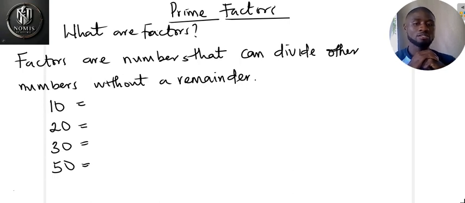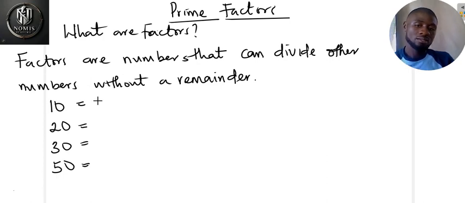So let's think about these numbers on our screen: 10, 20, 30 and 50. Let us find the factors of these numbers, beginning from 1. 1 is a general factor for all numbers. All whole numbers have 1 as a factor.